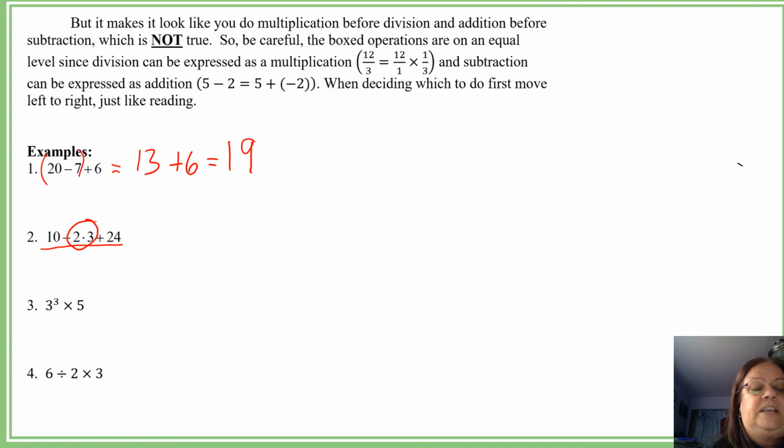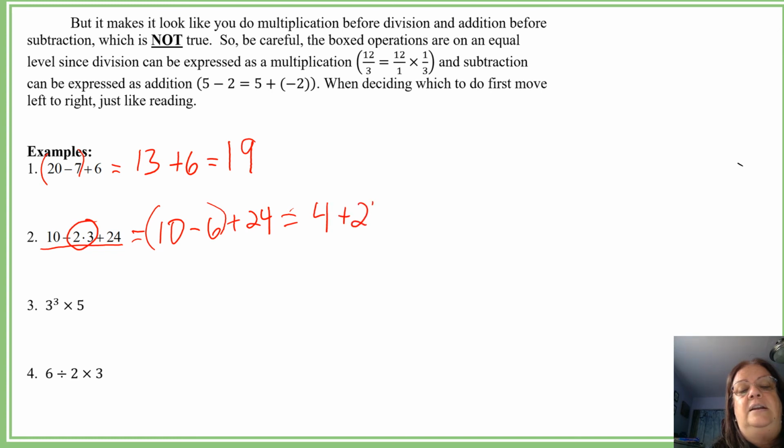All right, here I parse this, I look through this one time, one pass, and I see I've got a multiplication. So I have to do that first. It becomes 10 minus 6 plus 24. Now I read it left to right. I'm going to do 10 minus 6, which is 4, and I'm going to add 24, giving me 28.